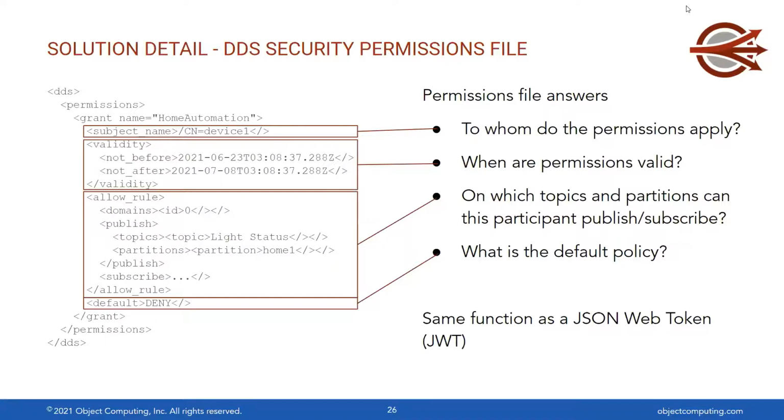And then finally, what is the default policy for a particular topic? In this particular case, we can say deny. Those of you familiar with more web-based systems, the permissions document serves the same function as a JSON web token, in that it gives a participant the ability to do things for a certain amount of time, which is what a JWT typically also does. Okay, let's move on.